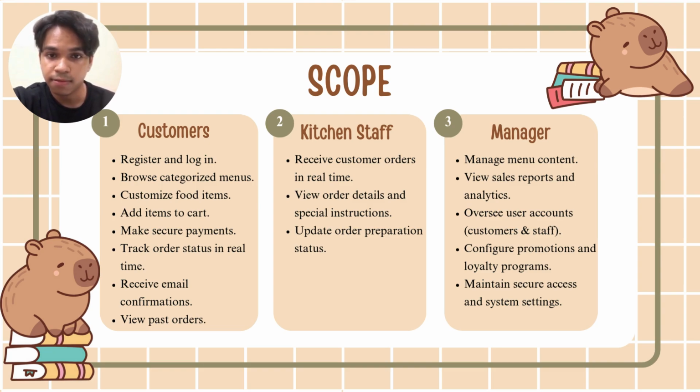For kitchen staff, they can receive customer orders in real time, view order details and special instructions, and update order preparation status. The last one is for manager. Manager can manage menu content, view sales reports and analytics, oversee user accounts, which is for customer and staff accounts, configure promotions and loyalty programs, and the last one, the manager can maintain secure access and system settings.